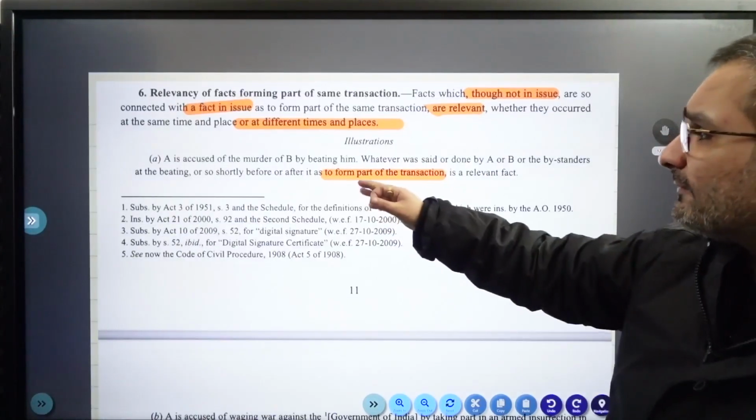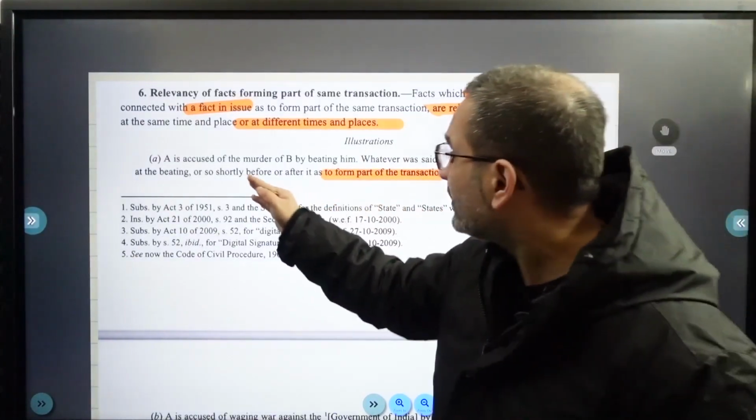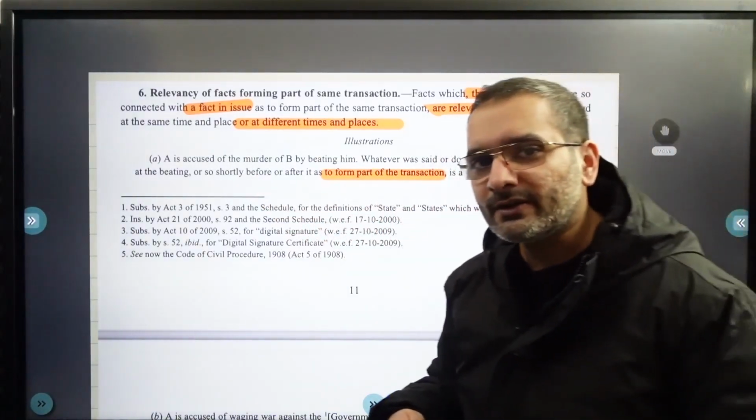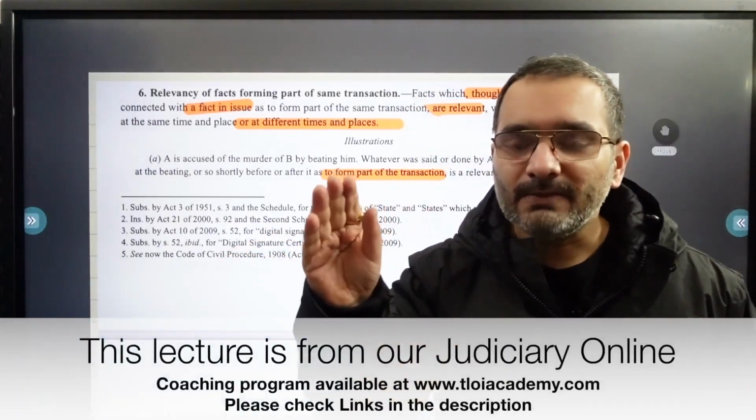A is accused of the murder of B by beating him. Whatever was said or done by A or B or the bystanders at the beating, or so shortly before or after it as to form part of the transaction, is a relevant fact. It says that whatever happened during that transaction is basically things done.